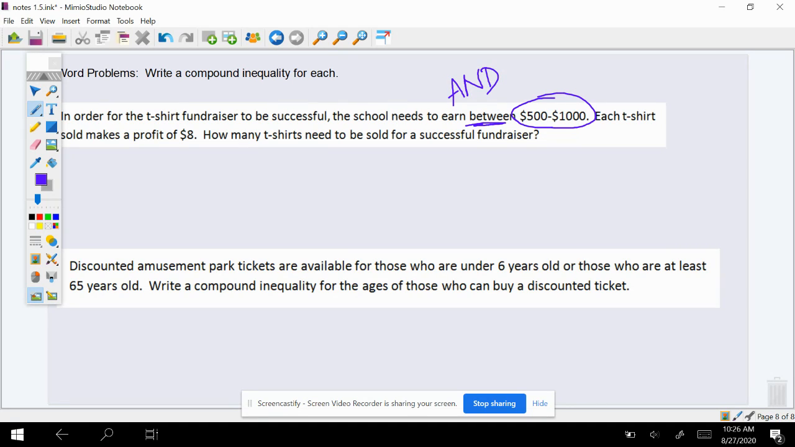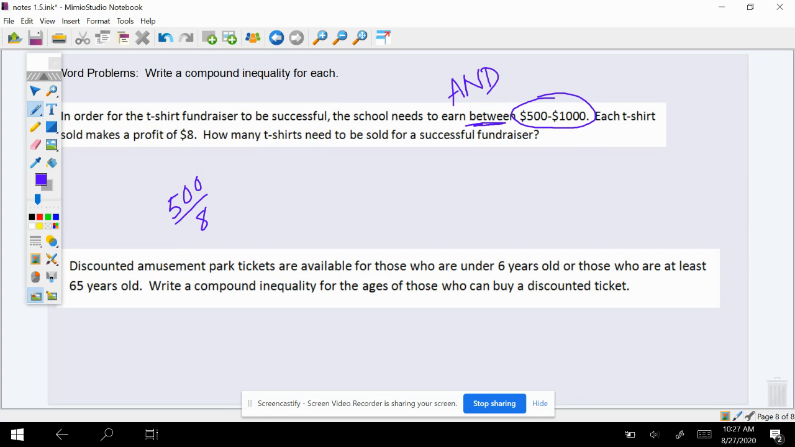So first I need to figure out, and you can grab a calculator, and this you don't need anything fancy, you can use your phone, how many t-shirts are you going to have to sell to get to those boundary numbers. So if a t-shirt makes a profit of $8, well, what's 500 divided by $8 to figure out how many t-shirts I have to sell?